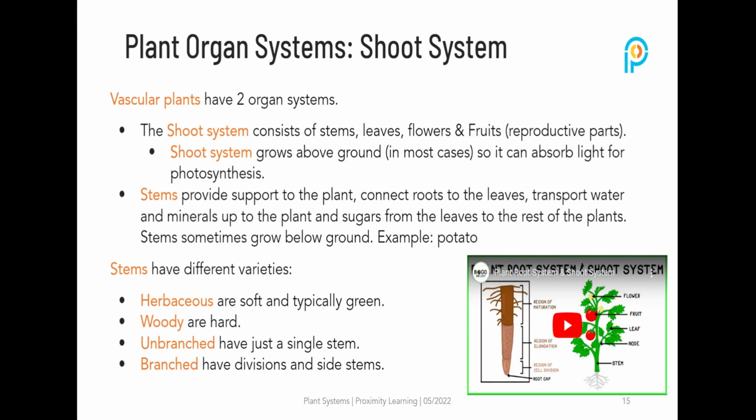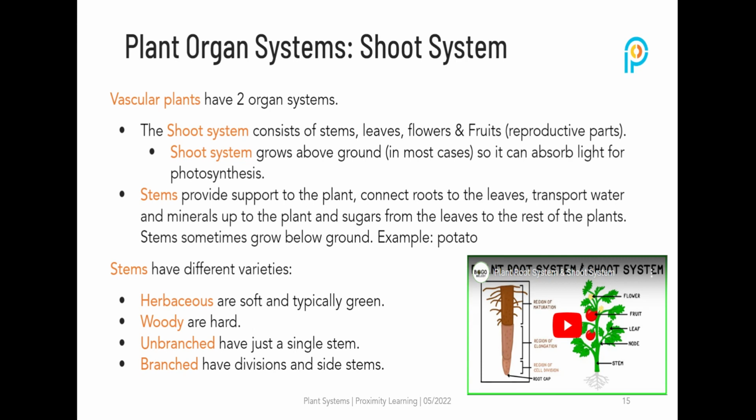Okay, let's get into the plant organ systems. The shoot system. Vascular plants have two organ systems, the first of which is the shoot system. This contains the stems, the leaves, the flowers, and the fruits, which are the reproductive parts. The shoot system grows above the ground, well, in most cases, so it can absorb light for photosynthesis. The stems provide support to the plant, connect roots to the leaves, transport water and minerals up the plant, and sugars from the leaves to the rest of the plant.